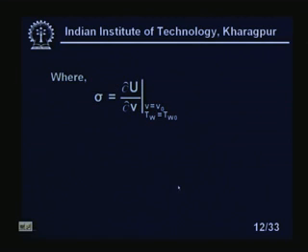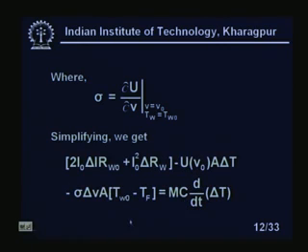Where sigma we write as del U upon del V, where V equal to V naught, TW equal to T naught. Simplifying, we are getting this expression, but we must derive how we are getting it. After simplifications, we will get these expressions, right. So let us look at how we are getting these expressions. Let us take a white page, that will be more clear.